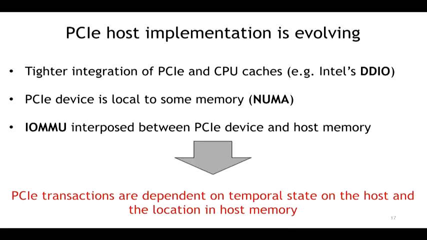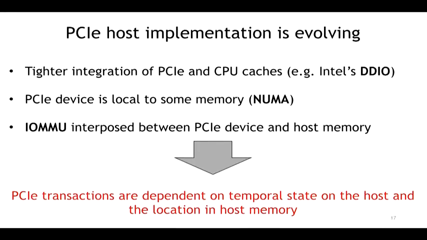Also, the PCI root complex is integrated in each socket. So if you have a NUMA system with multiple sockets, now your PCI device accessing memory on a different socket has different access characteristics to memory than you have if you just have a single socket system. Finally, most systems today have an IOMMU interposed between PCI devices and the host memory.